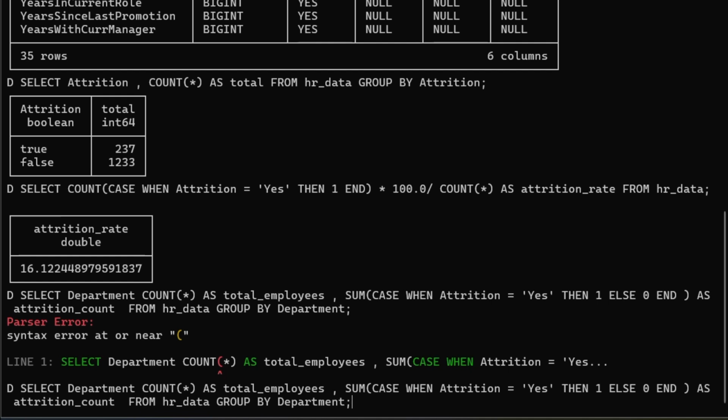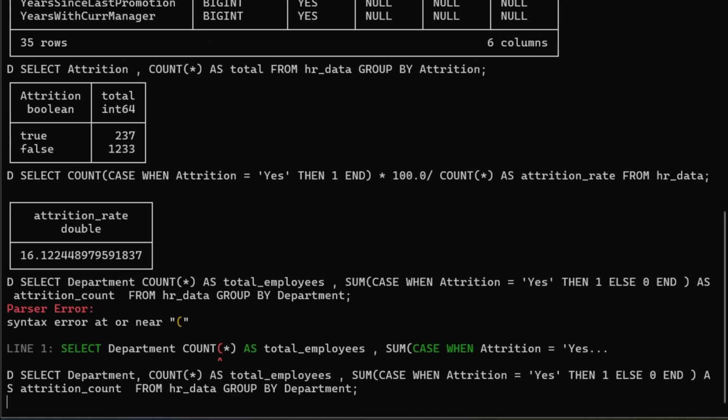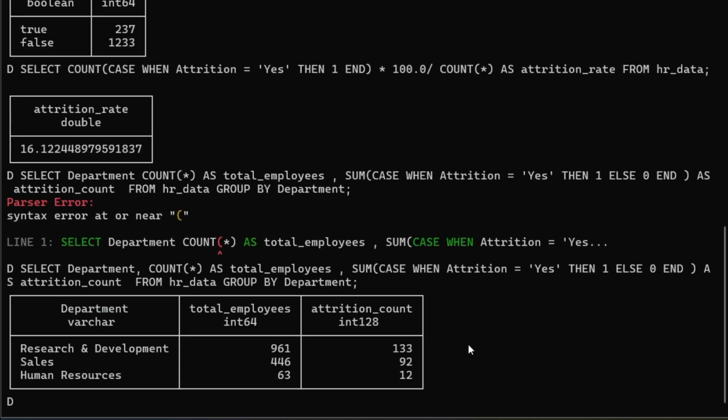So why do we get this error? It's just because of the comma we forgot. Just add that, and it will be fixed. And here we get the total employees, and there we get the attrition count. Research has 961 and the attrition count is high there.